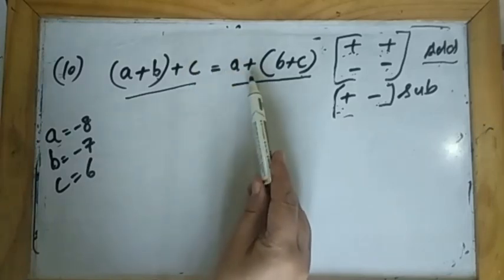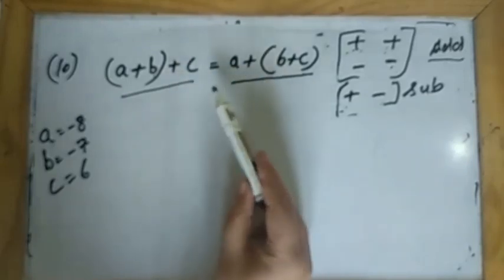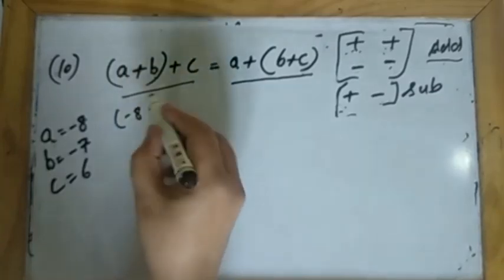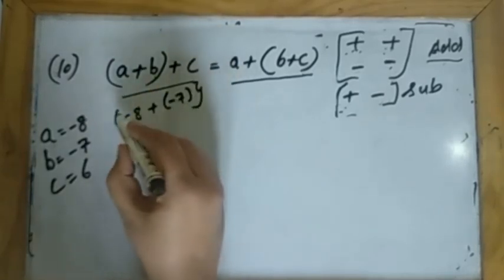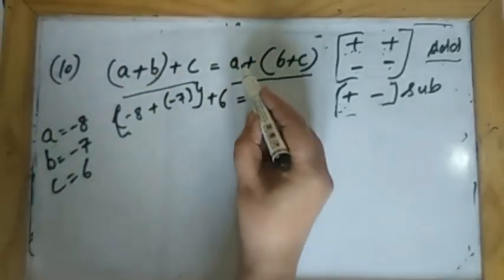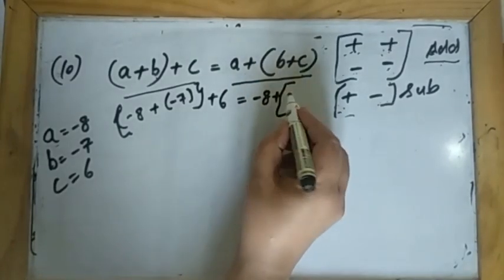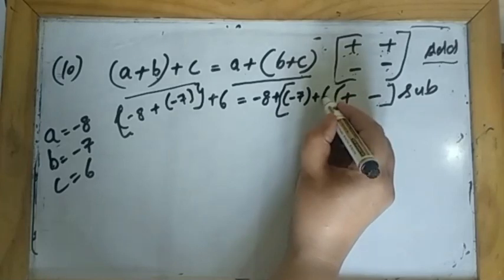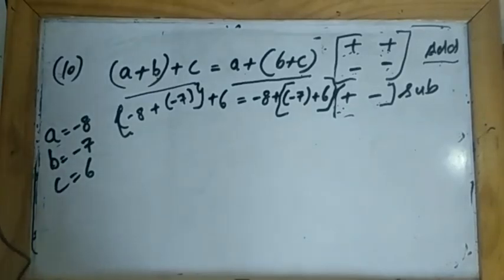So according to the associative property, if we change the order of the numbers and add them, the answer remains the same. So I'll put the value of A, it's minus 8, plus the value of B is minus 7. So I have to add these first, and plus C is 6. And on the other hand, you have minus 8 plus B, the value of B is minus 7, and plus the C is 6. So I have added the values of A, B and C.